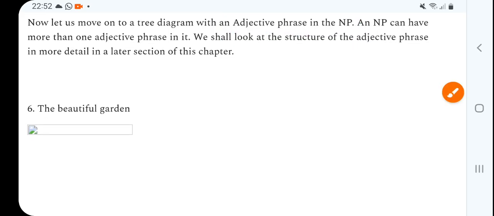A noun phrase can have more than one adjective phrase in it. So in a noun phrase there may be more than one adjective phrase. We shall look at the structure of the adjective phrase in more detail in a later section.